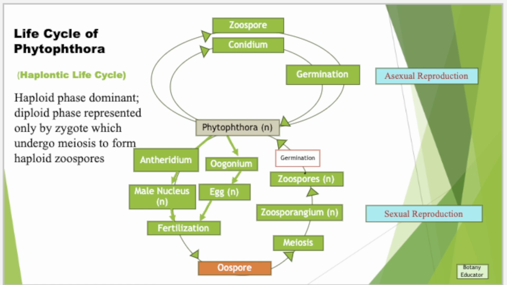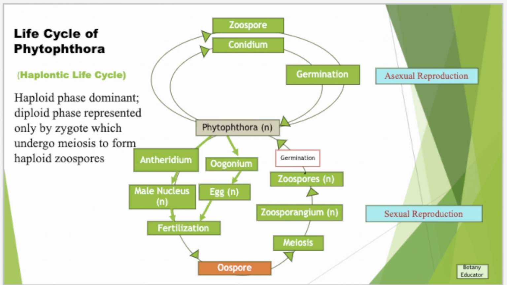Now what is all about this life cycle? The antheridium are forming, oogonium are forming, male nucleus and eggs are forming, these fertilize, and form an oospore, which will come into a zoospore structure. We all know that the male gamete and female gamete are haploid structures. Now it will form a diploid structure. The oospore is a diploid structure.